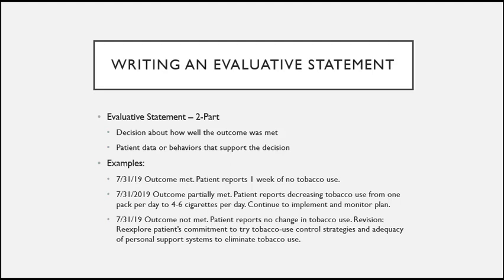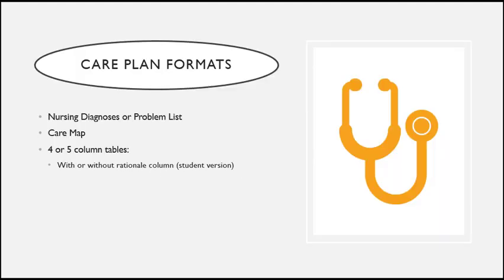Care plans are found in multiple different formats. I'm going to walk through at the very end of this the format that we're using here, but you may see just simply a nursing diagnoses or problem list. Sometimes they're completed as care maps, and then sometimes there's just a 4 or 5 column table, 1 column for the diagnosis, etc. And the difference between those is the rationale column often, because only in the student world typically do you include a rationale.